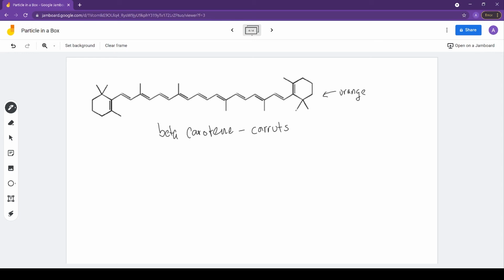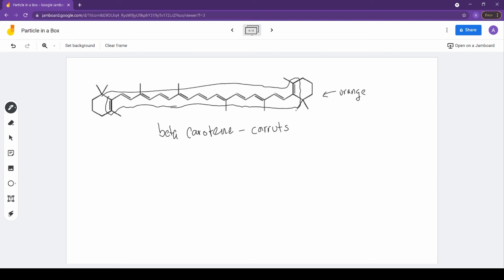So how does this molecule have anything to do with particle in a box? First, you can see that there's this really long conjugated pi system for beta-carotene. There's a bunch of double bonds that are conjugated with each other, and each of these double bonds has pi electrons. These pi electrons are delocalized across the entire conjugated pi system, but they also cannot exit it. They can only stay within this conjugated pi system. So this sounds a lot like particle in a box.